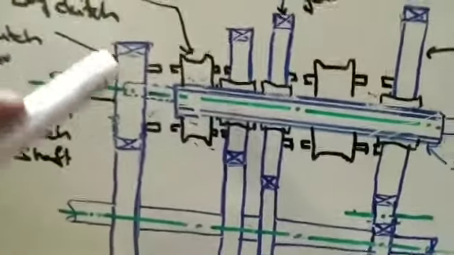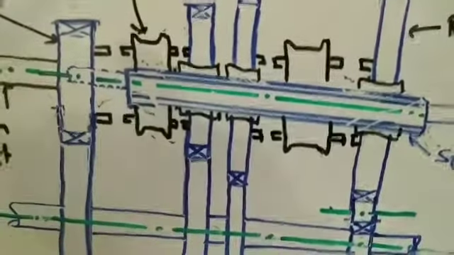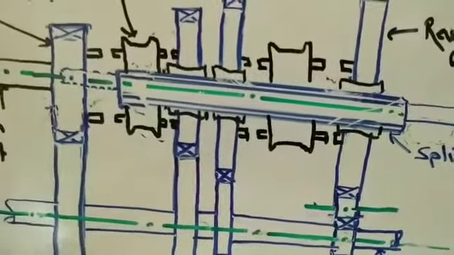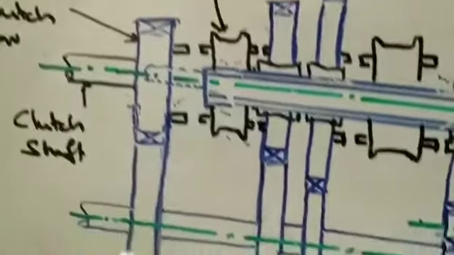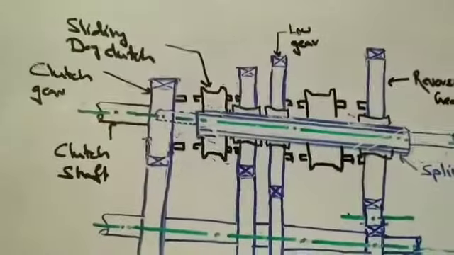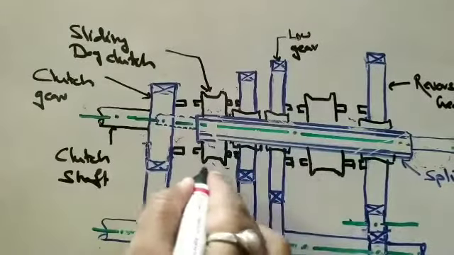The power flows from the clutch shaft, from the clutch gear to the lay shaft gear. What happens when the dog clutch moves to the left? If you see, when the dog clutch moves to the left, the dog clutch can slide.